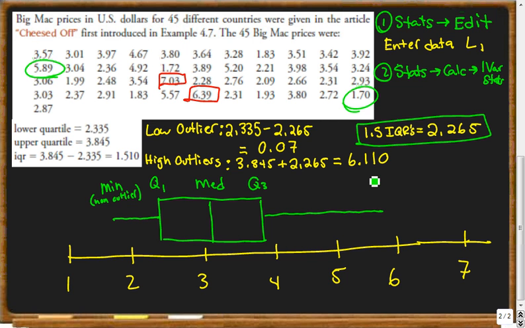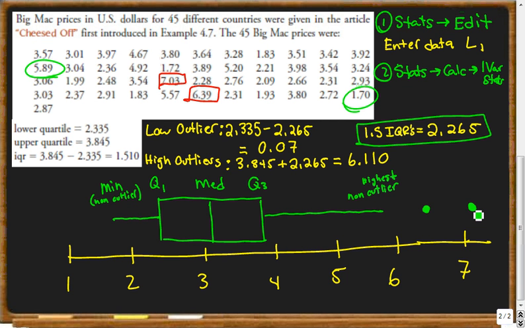So this is our highest non-outlier, right there. Now we need to circle the other two observations to show that they're still in the data set, but they are outliers. So we've got 6.39, so we'll say that's about here. And we've got 7.03, which is right here.